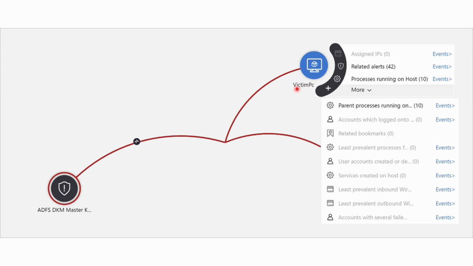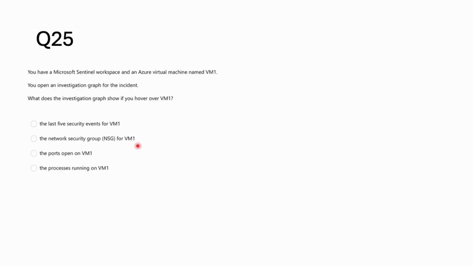And now I need to hover over the victim PC, or the virtual machine that you're getting at this place. So if you can see what it is listing, it's the entire processing, whatever is going on that virtual machine. So if you have experience, you can easily find the answer. The last 5 security events, no. The network security group, no. The ports open on the VM, no. The processes running on the VM, yes. This is what we have experienced.